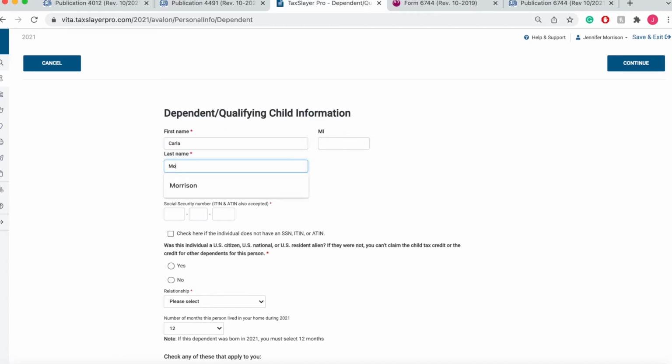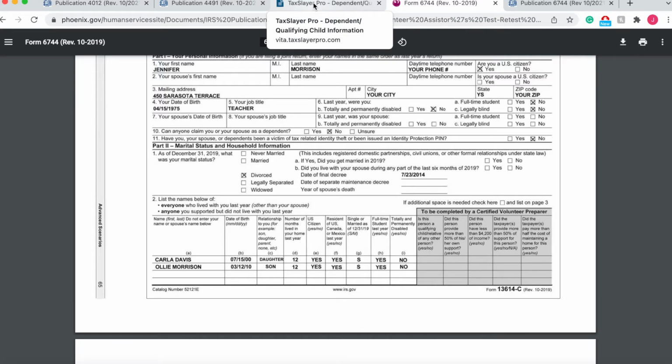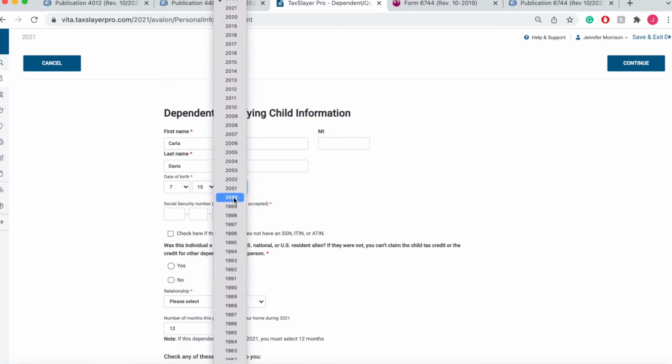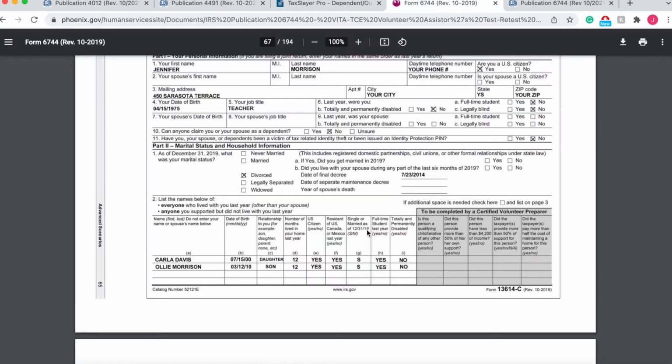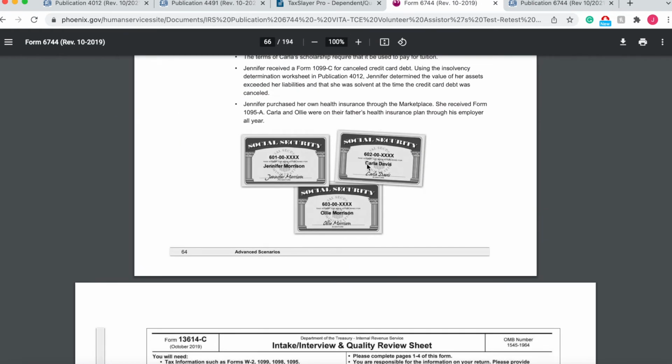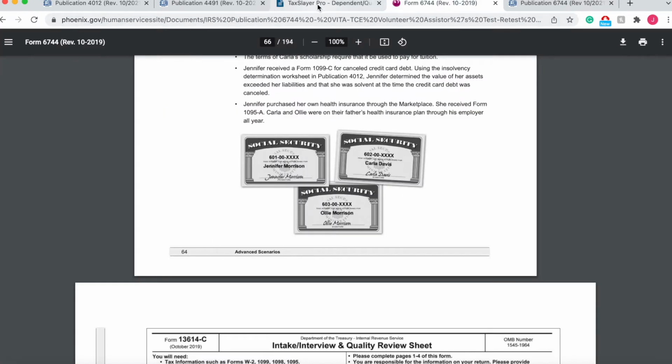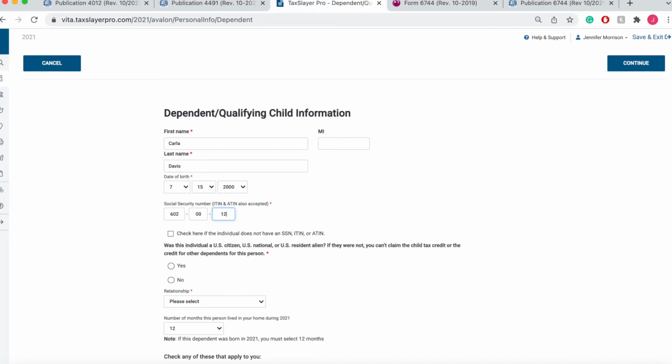Carla, it's going to want us to have her last name be Morrison, but we're going to have to change that here to Davis. And then Carla's birthday was July 15th of 2000. And now we're also going to need Carla's social here, which is right here. And this is why we always need the social of everyone listed on the return, because we do have to list their social as well. So we go 602, 00, very original, 1, 2, 3, 4.